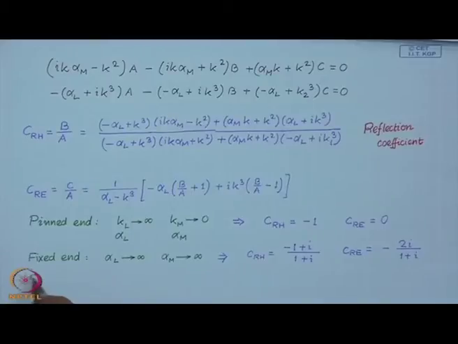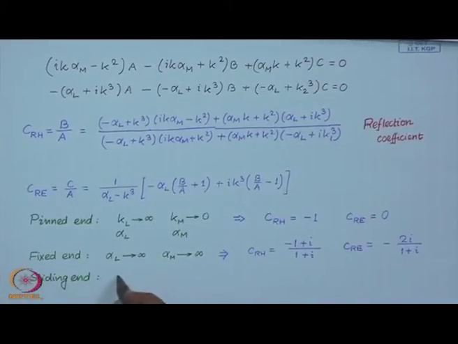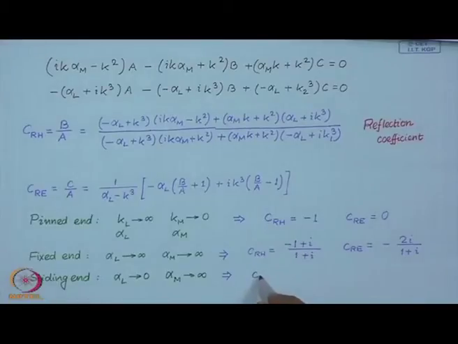For example, if you consider a sliding end, which means that alpha L is 0, so the linear spring is 0, whereas the torsional spring is infinite. In that case the reflection coefficient for the harmonic wave is 1 and the reflection coefficient of the evanescent wave is again 0. So, we see that now there is no phase inversion, the phase change is 0. So, the wave will get reflected without any phase change, and there is no evanescent wave generated because of this.